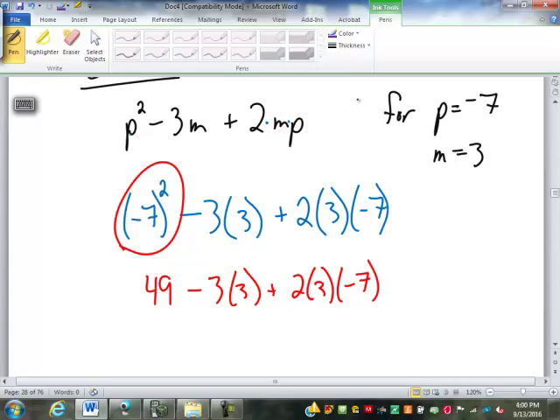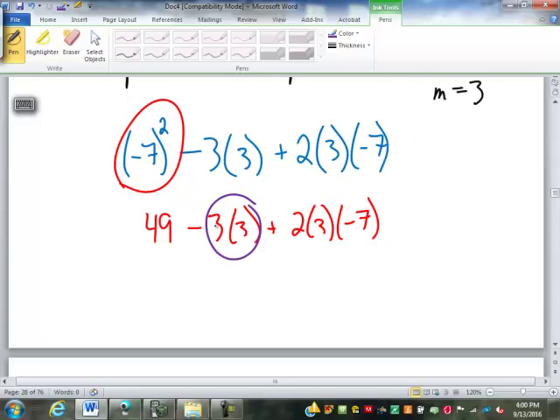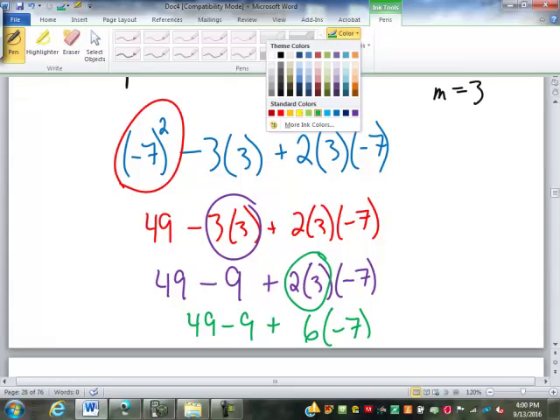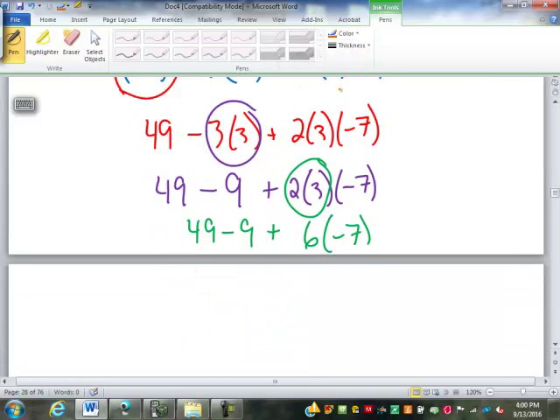Next I have multiplication. I'm going to have this as 3 times 3, so this will be 49 minus 3 times 3 is 9. Now I'm really tempted to combine the 49 minus 9, but I can't yet because next I have to multiply. 2 times 3 is 6. And then next I need to multiply. 6 times negative 7 is negative 42.